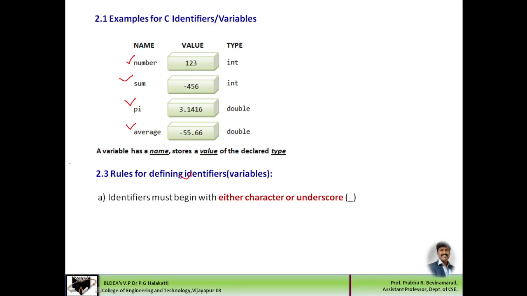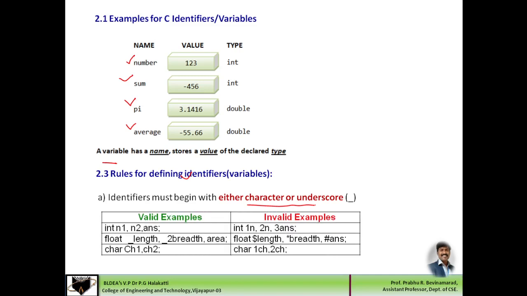So the first rule says the identifier must begin with either a character or an underscore symbol. So every identifier we choose in a C program should begin with a character or underscore character. If it is not beginning with a character or underscore character, straight away that particular name will be invalid.